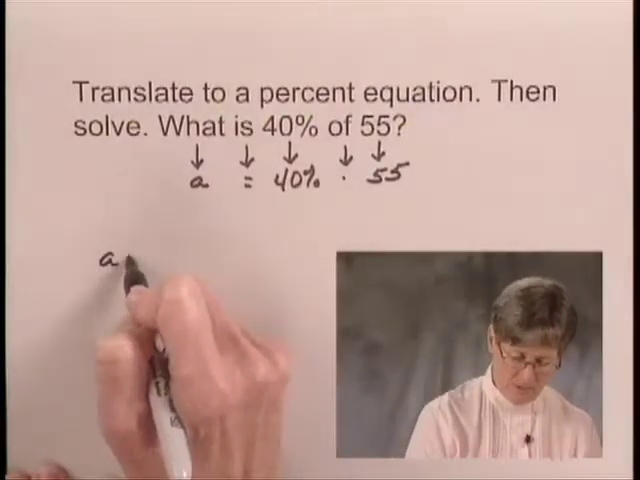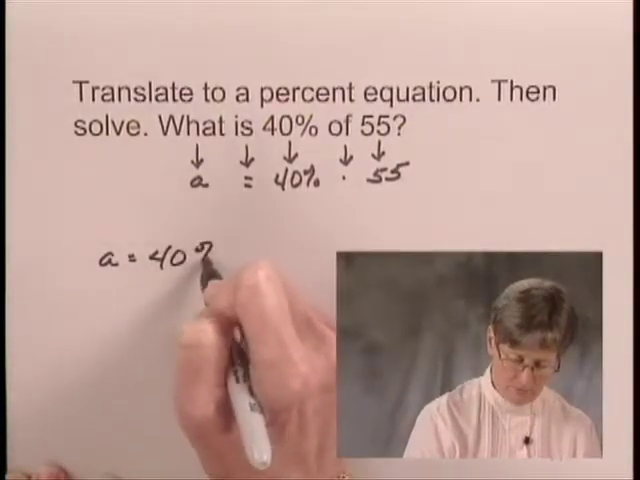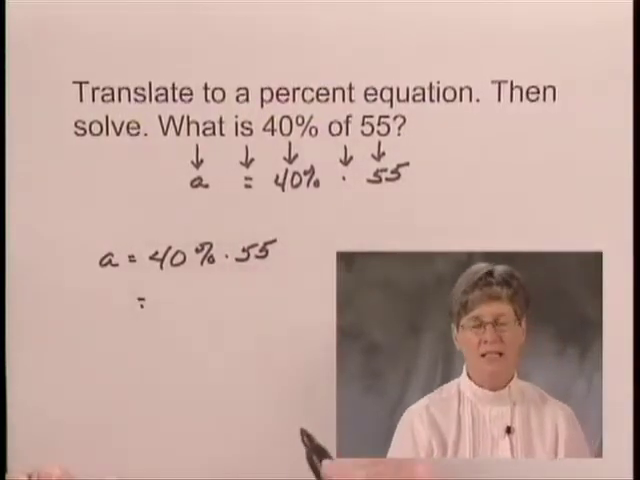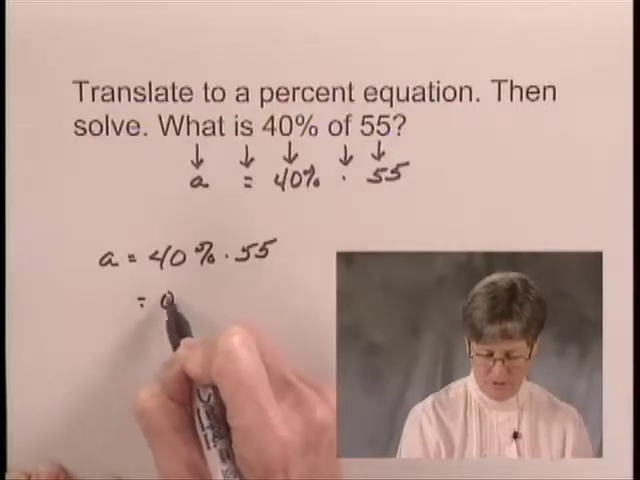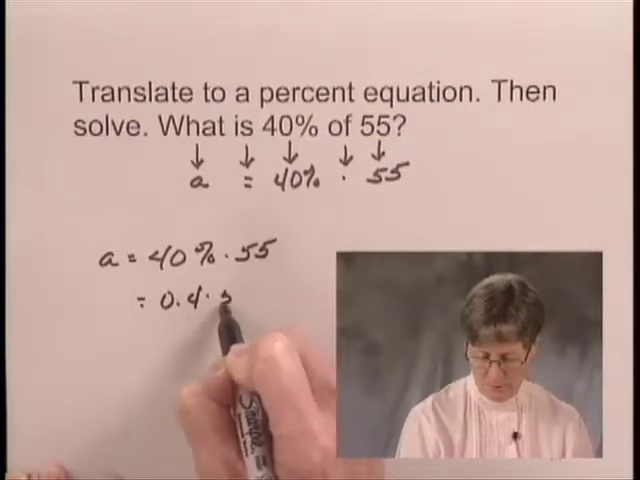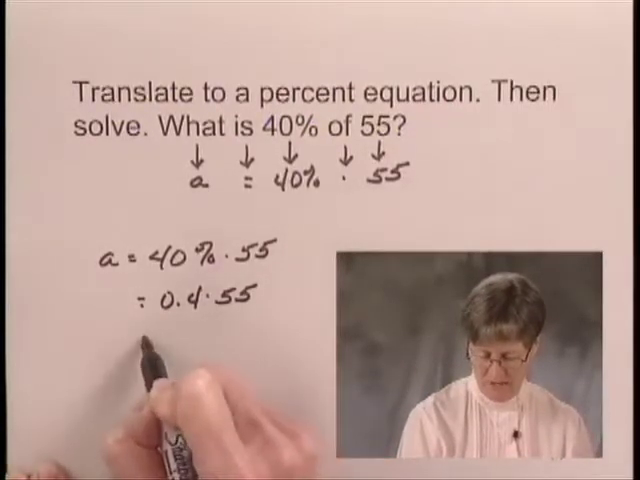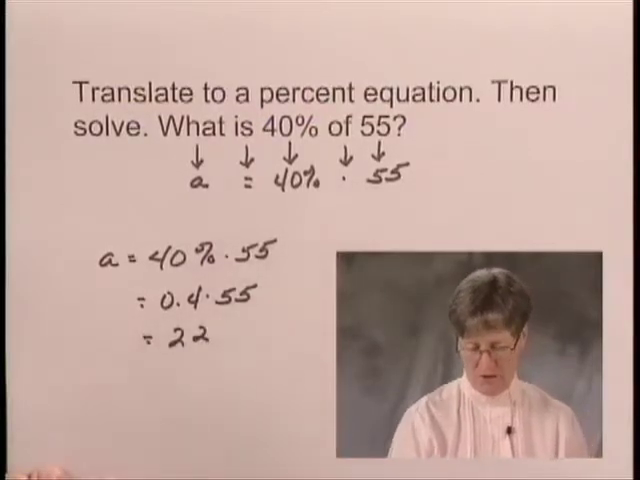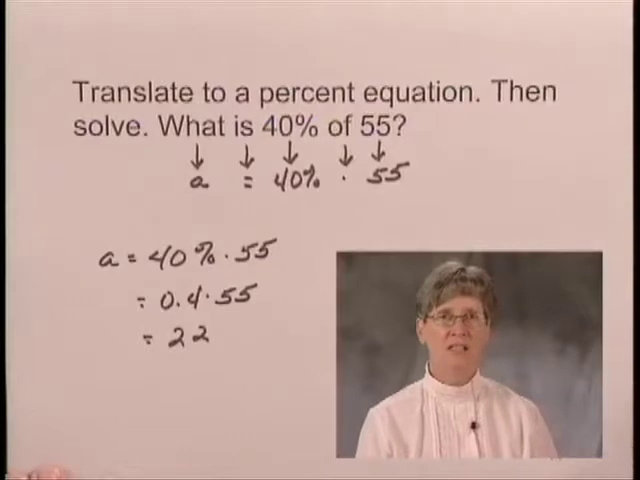And to solve this equation, we would write 40% in decimal notation, which is 0.4, and we'll multiply that times 55. And when we do the multiplication, we get the number 22. So the solution to the equation is 22.